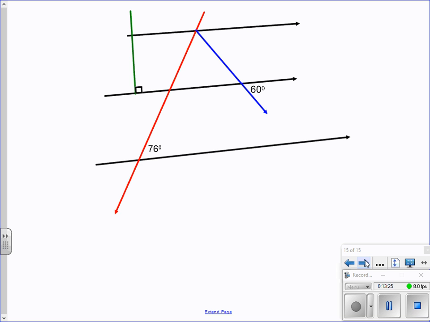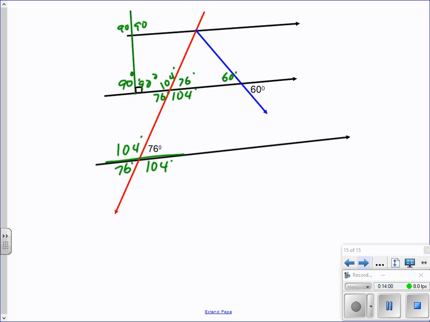So again, start off with the easy ones. That's a gimme, 90 and 90. 90 and 90 up here. 76 across from there, and 60 across from there. Those are basic. 180, a straight line, take away 76, that leaves us with 104 and 104. That means that this is 104 and 104. That means that this is 76, this is 76.